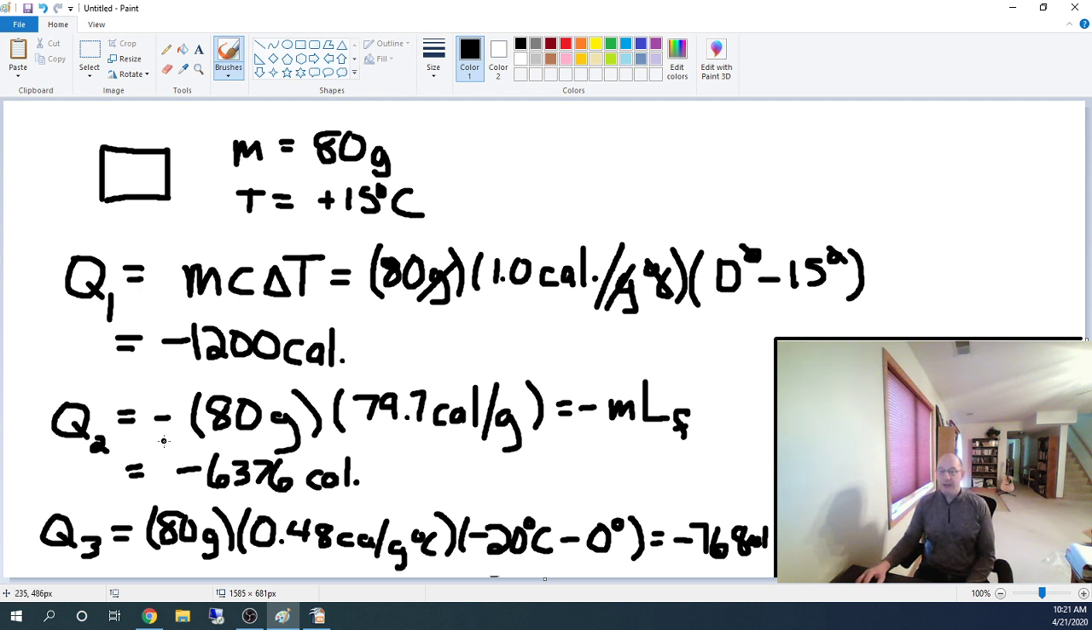So the total heat that needs to be exchanged, that the freezer needs to pull out of the water, is negative 1200 minus 6376 minus 768. Okay, hopefully that's clear. I'll pause and see if that's clear to folks. This is calories per gram degree Celsius. I'll put calorie here to make sure that's clear. Was that clear, Avery? Is that all right?